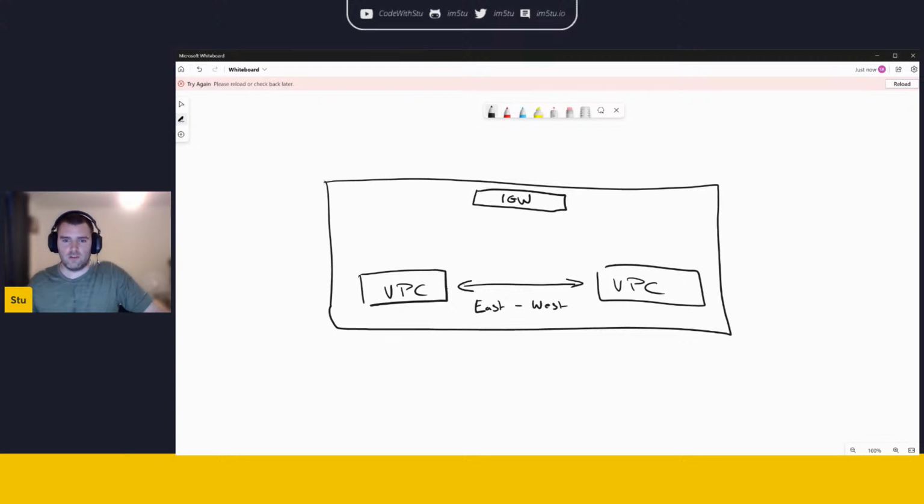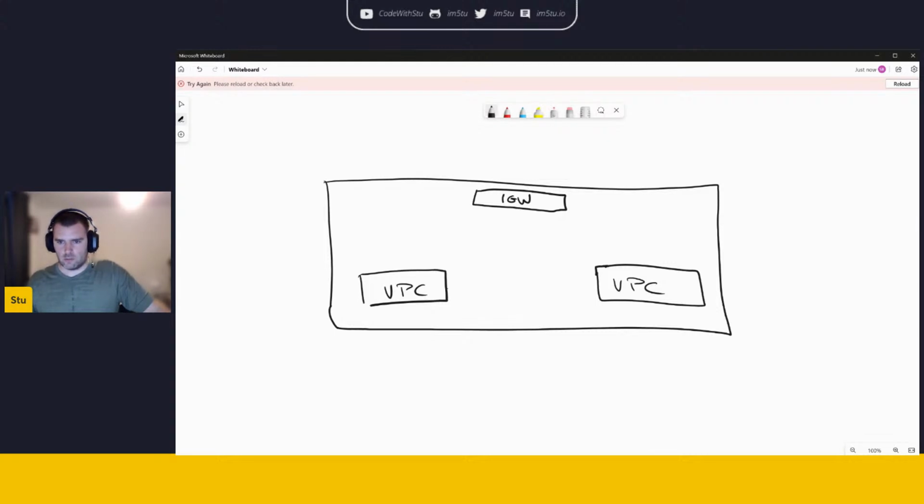And if your VPC wants to go out to the internet, this is called north-south. So if you ever hear network administrators talking about east-west and north-south, then this is what they mean. I'll put that on the side for you in a second because there's a few bits I want to draw in between.